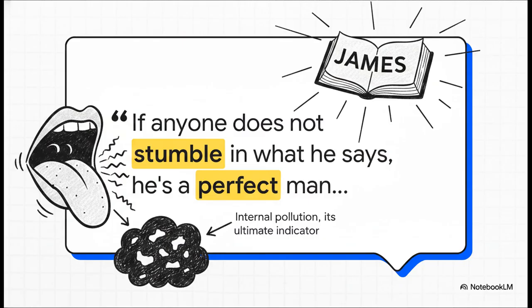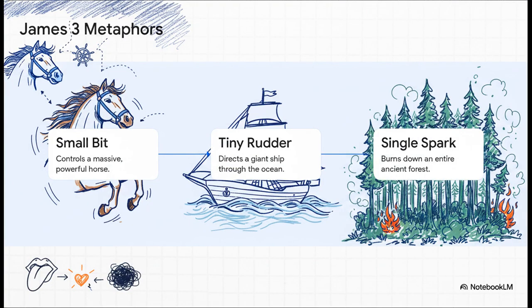And this brilliantly illustrates the intense focus the lecture places on the sins of the tongue, drawing heavily from the book of James. The core idea here is that words are actions, and the tongue is the ultimate indicator of that internal pollution we were just talking about. James uses these incredibly vivid biblical metaphors which the lecture energetically narrates. Just think about it. A tiny metal bit controls a massive, powerful horse. A remarkably small rudder directs a giant ship through the ocean. And a single microscopic spark is capable of burning down an entire ancient forest. It perfectly demonstrates how a disproportionately small body part, the tongue, is capable of immense good or absolutely devastating evil.